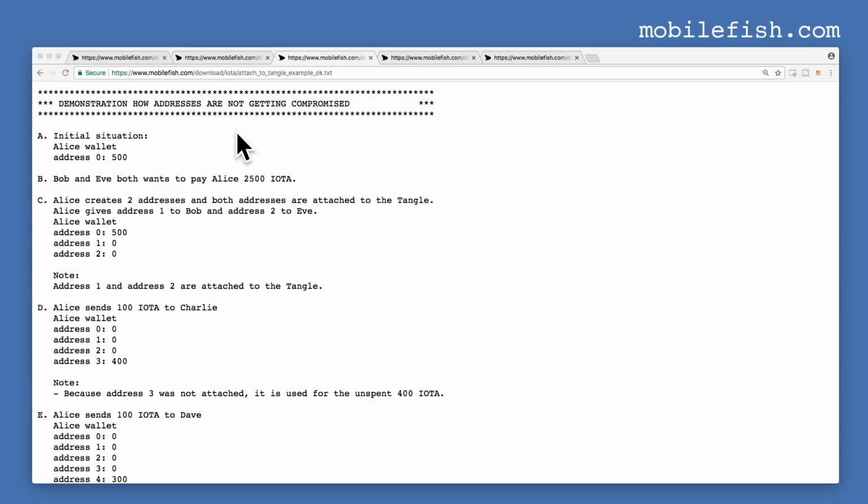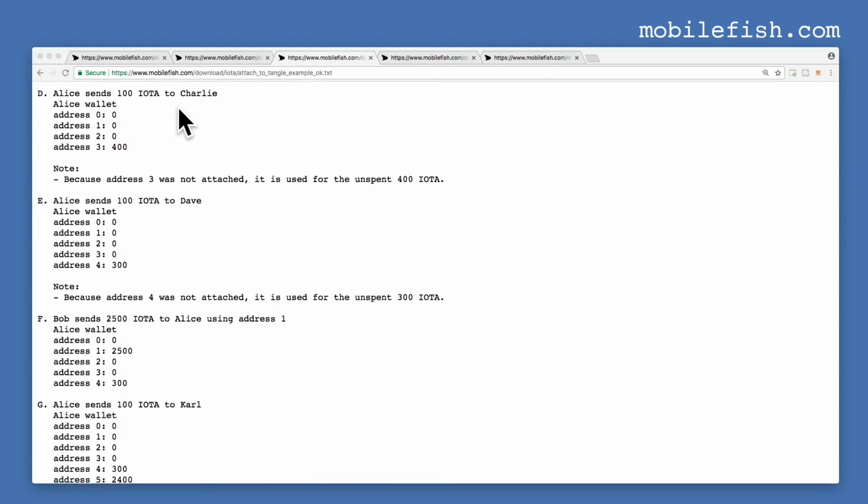Here is the same example, but now Alice does not make the same mistake. Here is the initial situation. Alice's wallet, address 0 has 500 IOTAs. Bob and Eve both want to pay Alice 2500 IOTAs. Alice creates two addresses and both addresses are attached to the Tangle. Alice gives address 1 to Bob and address 2 to Eve. Address 1 and address 2 are attached to the Tangle, as you can see over here.